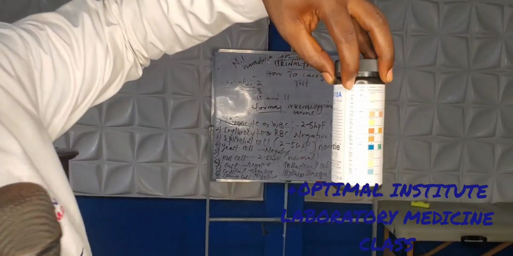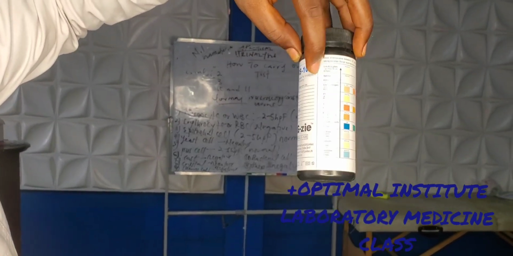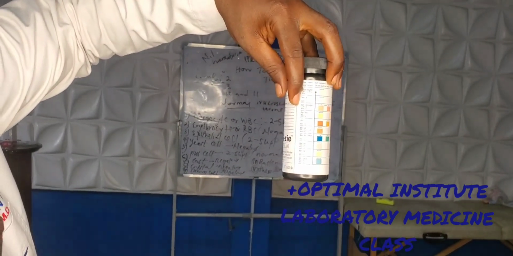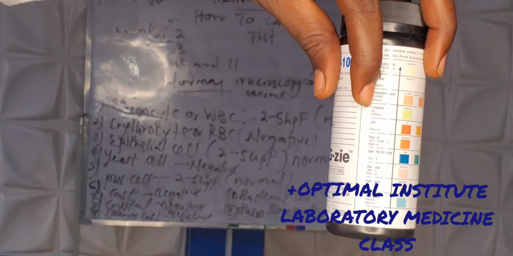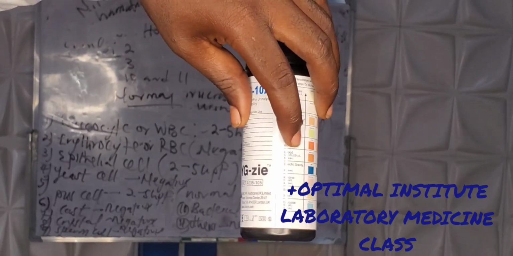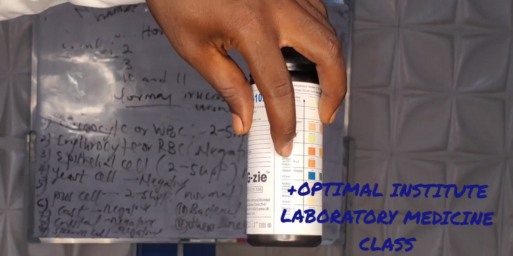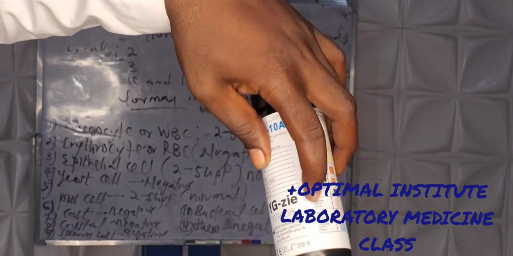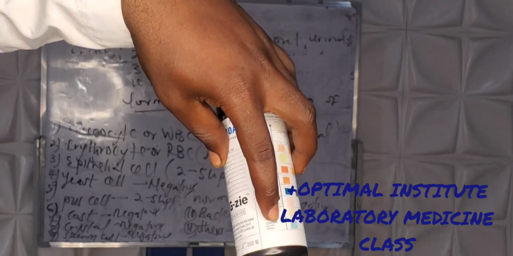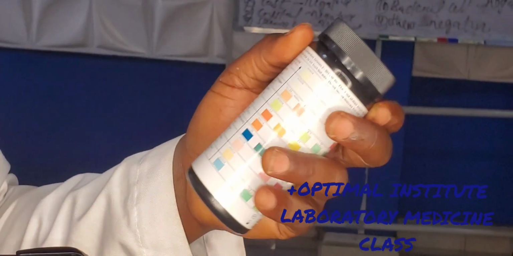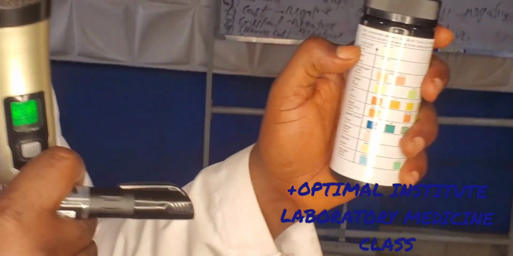Now these are the parameters. The first one we have leukocytes. The second, nitrites. The third, urobilinogen. The fourth, protein. The fifth, pH. The sixth, blood. The seventh, specific gravity. The eighth, ketone. The ninth, bilirubin. And the tenth, glucose. Have you seen that they are Combi 10, 10 parameters?